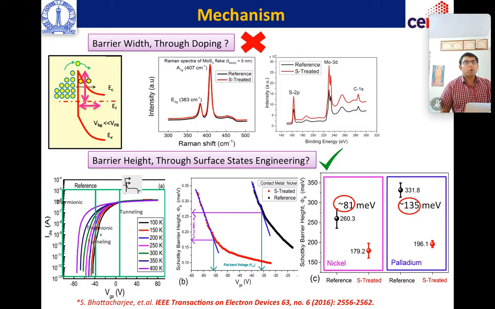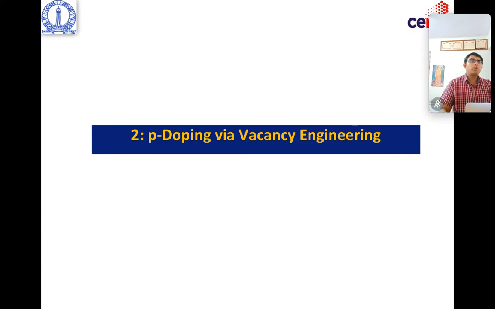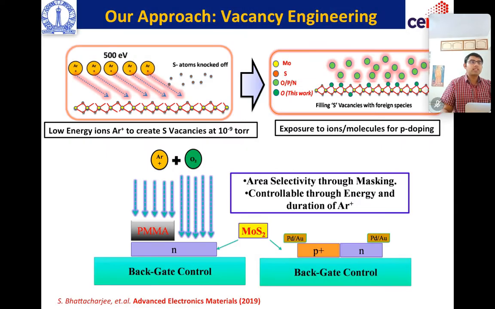This first report of surface states engineering in MoS2 demonstrates the ability to create excellent contacts with high work function metals without additional channel doping. Moving on to the next section, which is doping through vacancy engineering. The lack of techniques for counter doping in 2D semiconductors has hindered the development of PN junctions, which are basic building blocks of electronic devices.